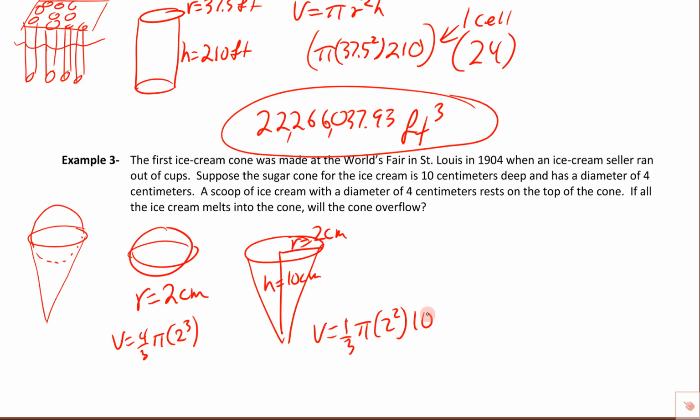Okay, so the ice cream is sticking up above the cone a little bit, but when it melts in there, the question is, is it going to fill it up? So let's check and see which volume is greater. If the cone has enough volume to hold the ice cream, then it's not going to overflow. But if the volume of the cone is smaller than the volume of the ice cream, then it's going to overflow. It's not all going to fit in there. So let's see what we've got for answers here.